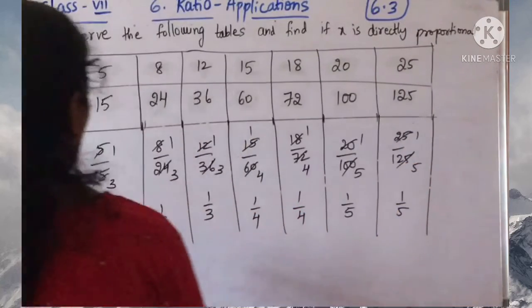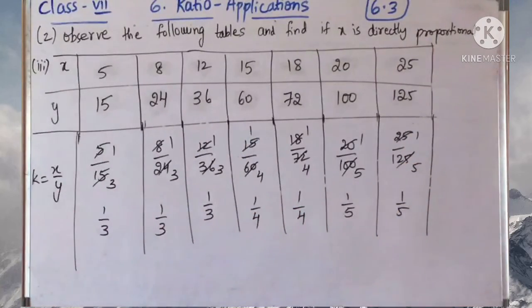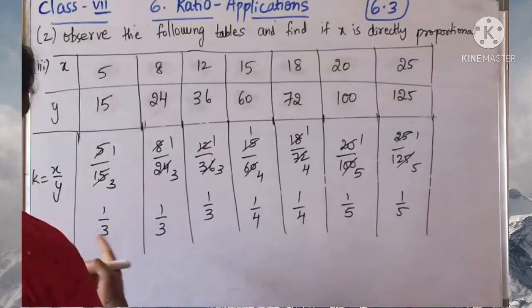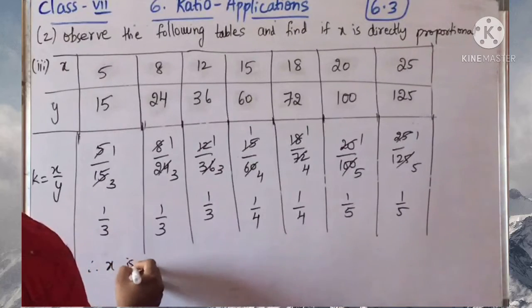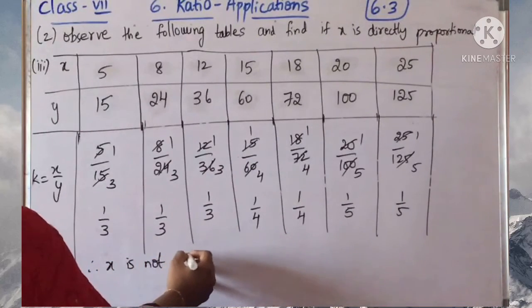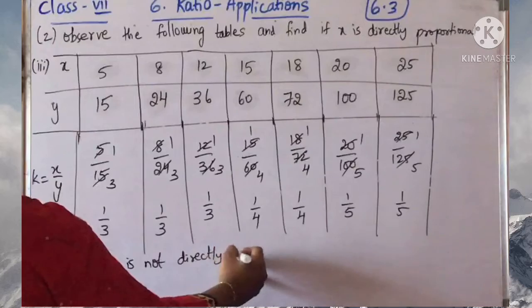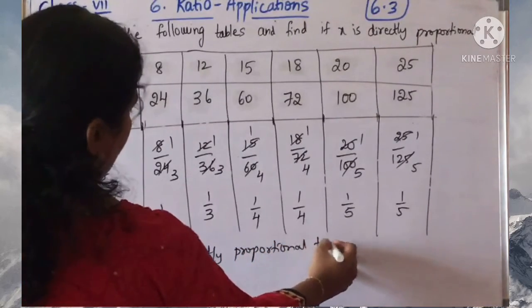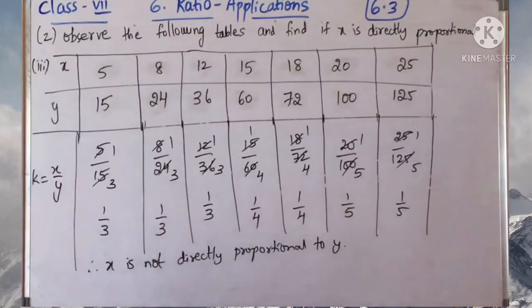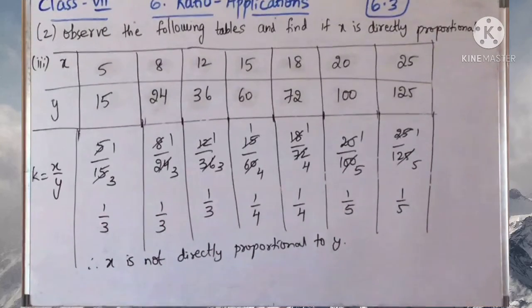So here the value of k is not the same for all the cases, right? The value of k is not uniform here. Therefore we can say x is not directly proportional to y, because the value of k is not uniform.